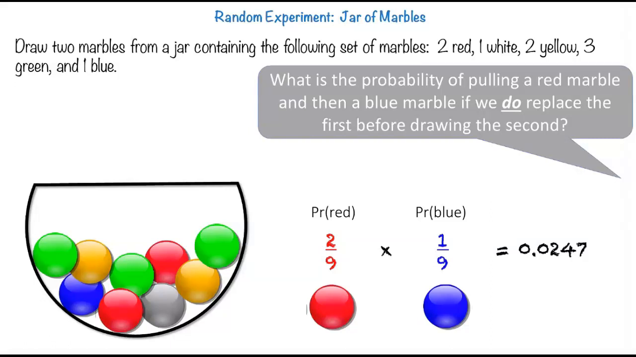This is the difference between independent and dependent events. In the first scenario, those events were not independent, they were dependent. The probability of pulling a blue marble changed after we pulled the red marble out. In this situation, however, since we replaced the red marble, what we pulled first had no effect on the probability of drawing a blue marble second.